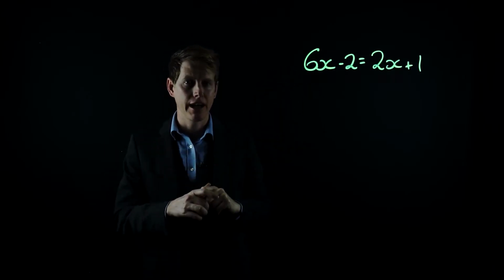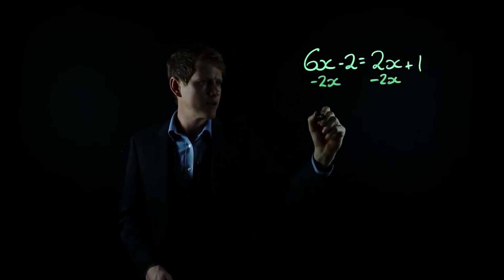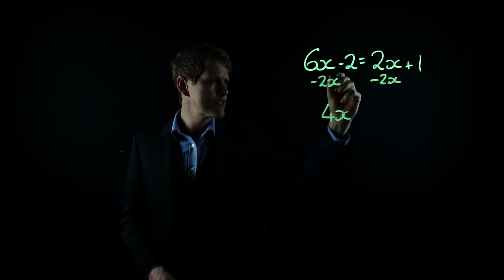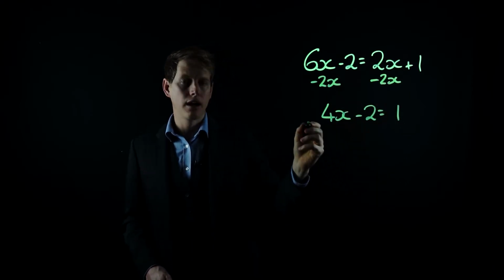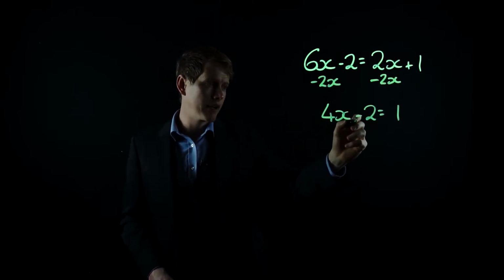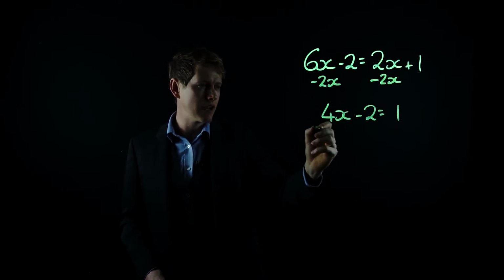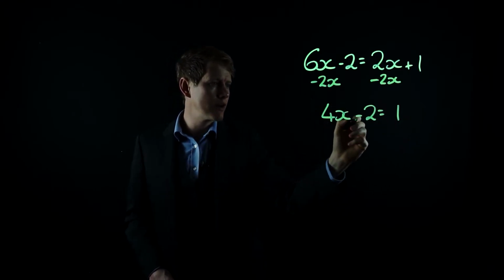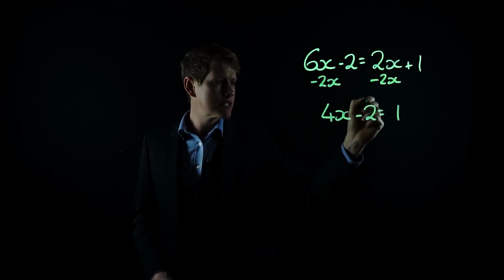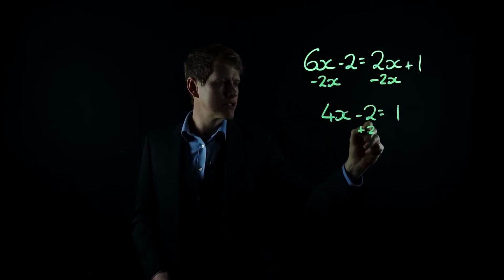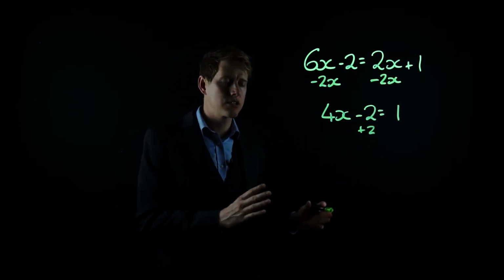Okay, so let's have a look at how we do that. Now I'm going to simplify this. 6x take away 2x is 4x. I've still got my negative 2 equals 1. I'm still looking at getting my numbers on one side and my unknowns on the other side. So now I've got no x's on this side, but I do have a number on this side. So I'm going to do the inverse operation of subtracting 2. That's adding 2. Now, whatever we do to one side, we must do to the other side.